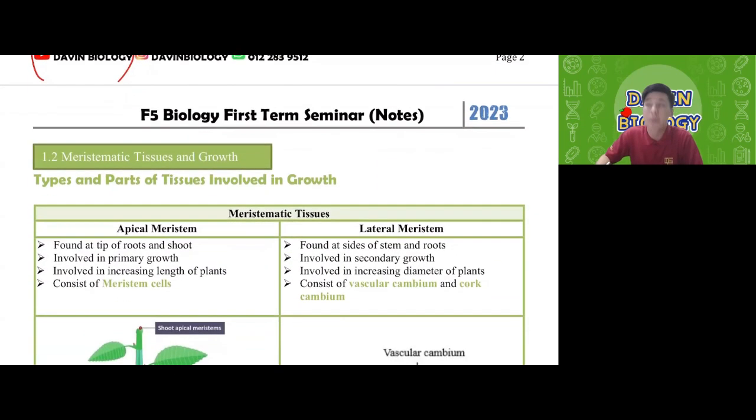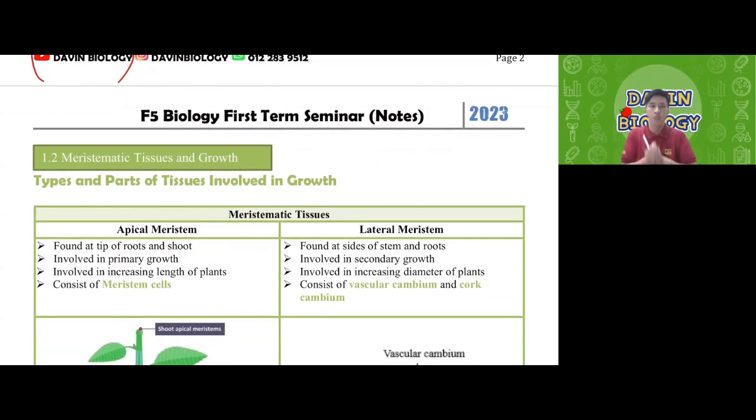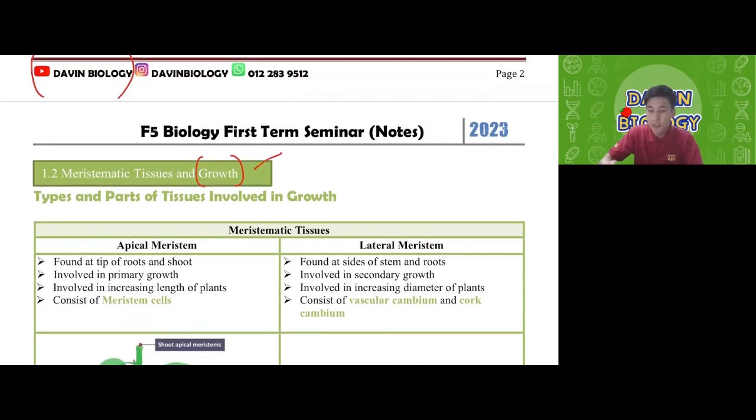Okay, we still start with 1.2, meristematic tissues and growth. Let's talk about growth first. I will explain in a while what meristematic tissues are if you don't know. For growth, there are basically two types you're going to learn. Number one is called primary growth. Another one is called secondary growth. It means first growth, second growth.